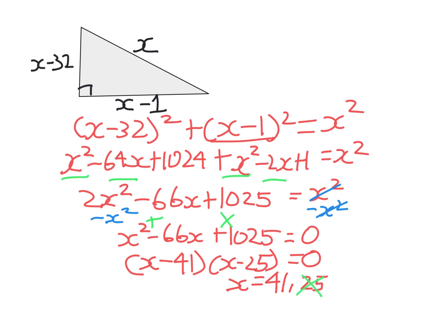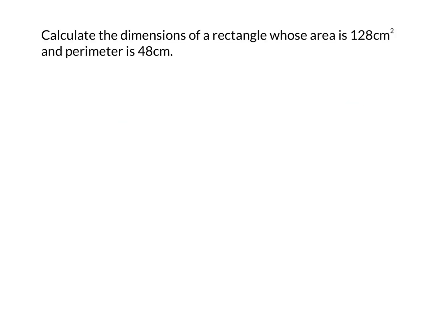Turns out the side lengths are 9, 40, and 41. All right, let's now look at one more example. Calculate the dimensions of a rectangle whose area is 128 centimeters squared, perimeter is 48.